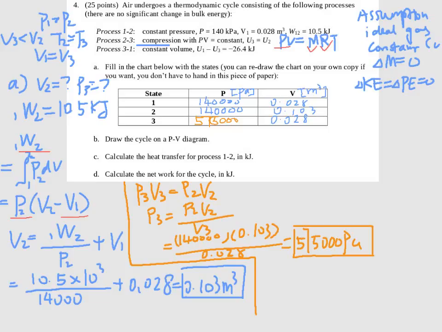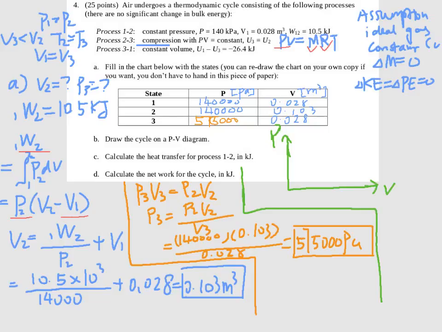So now we can proceed to part B, which is the PV diagram. So I'm going to change to a different color again. We're going to use green. Okay, so PV diagram. We're going to have P for the y-axis and V for the x-axis.